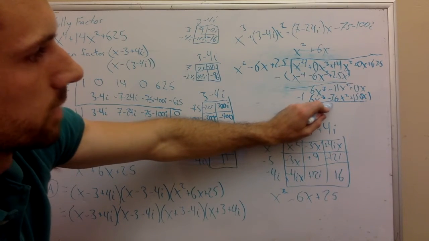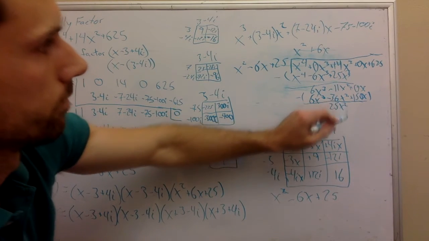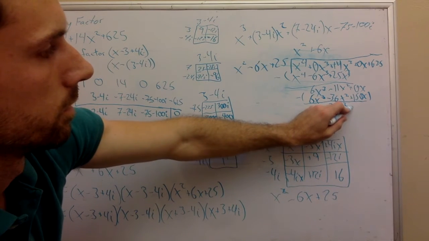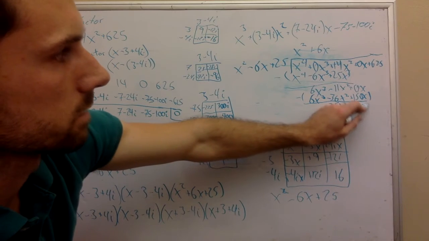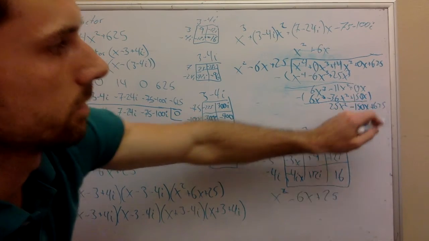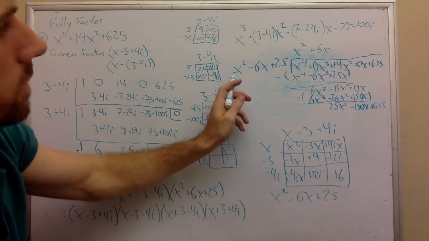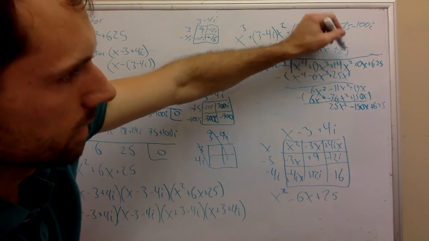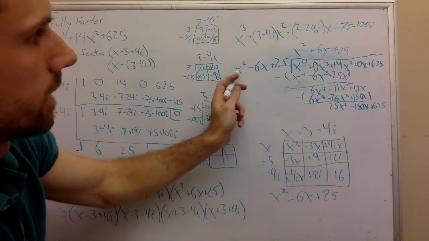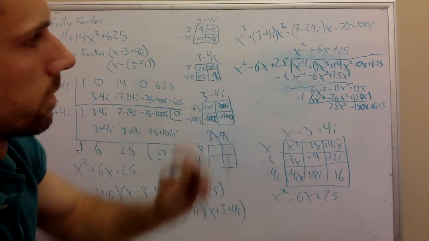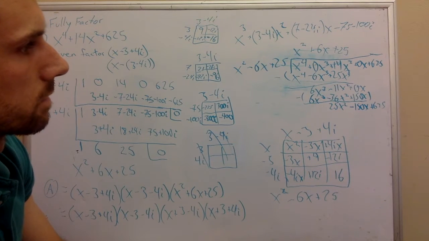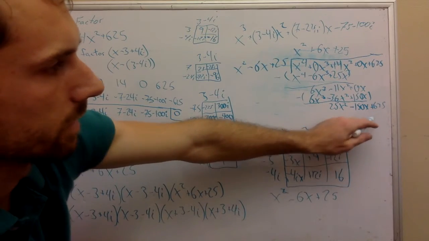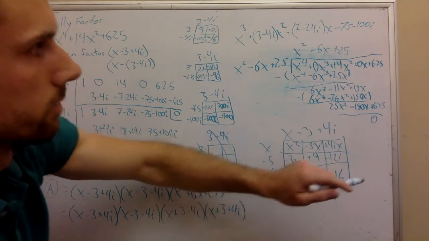So I think that gives me 25x squared. And then minus 150x, and then plus the 625 tacked on the end. So to get from x squared to 25x squared, I need to add 25. And then you can see 25x squared, 25 times negative 6x is going to be negative 150x. 25 times 25 is 625, so we're going to get a remainder of 0.